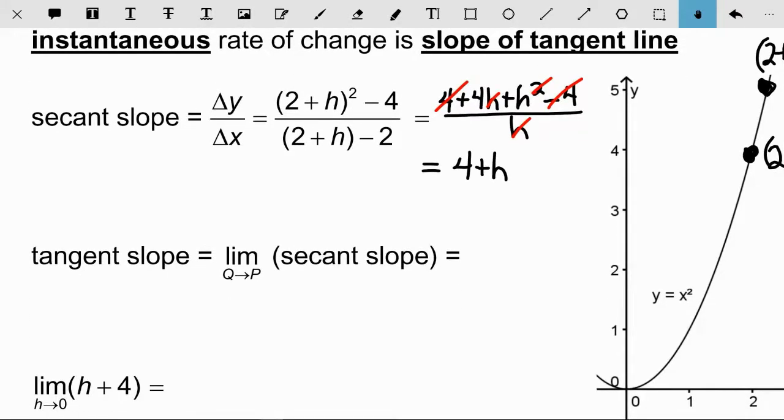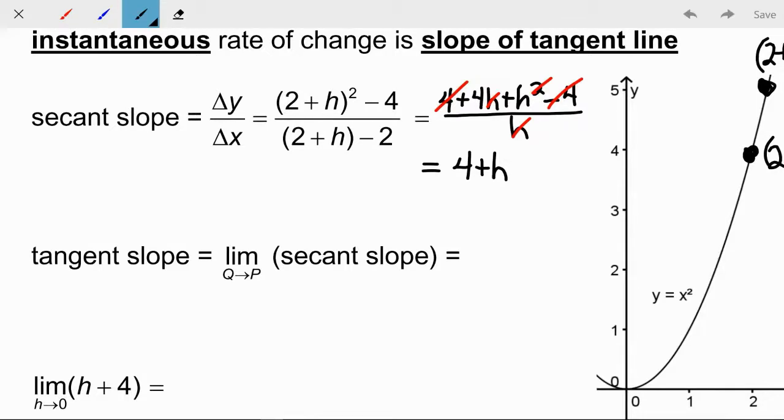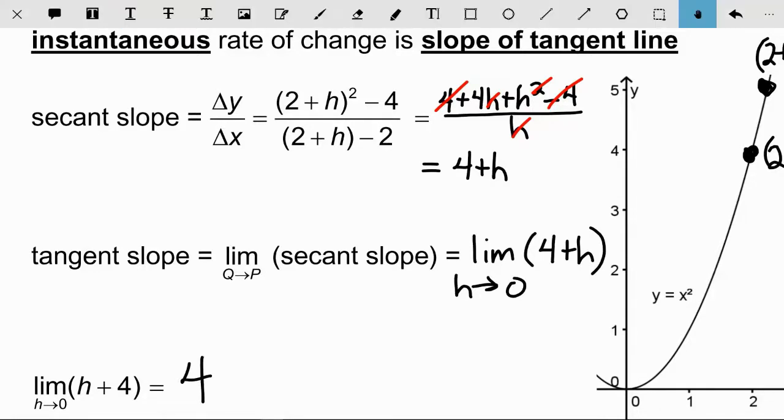So now if I want to take it from a secant slope to a tangent slope, I just have to think about, okay, I need the distance between these 2 points to approach 0. And that means that I'm going to take the limit as h approaches 0 of my secant slope, which we said was 4 plus h. Okay, so now when I evaluate that, if I take the limit as h approaches 0 of 4 plus h, or h plus 4, you can see we're going to end up with a value of 4. And now I've got my tangent slope.